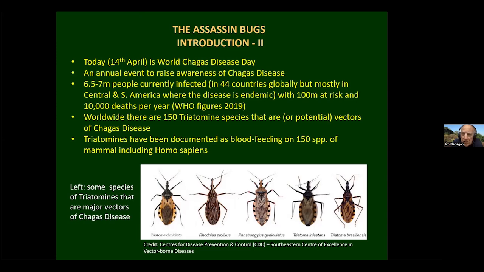But some statistics here: 6.5 to 7 million people are currently infected in 44 countries globally, but mostly in Central and South America, where Chagas disease is endemic, and an estimated 100 million are at risk. There are also around 10,000 deaths per year. It is a very debilitating disease for people who have it, and it affects mainly the heart, I think, and also the digestive system.